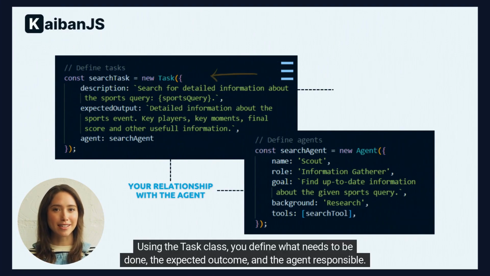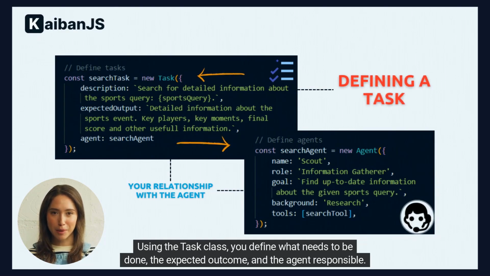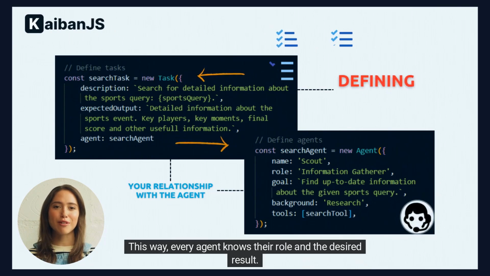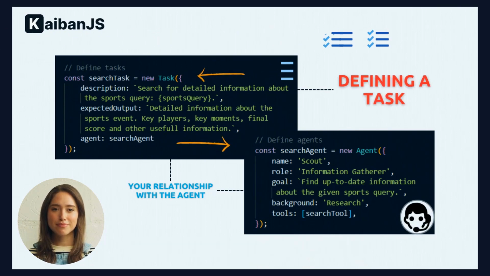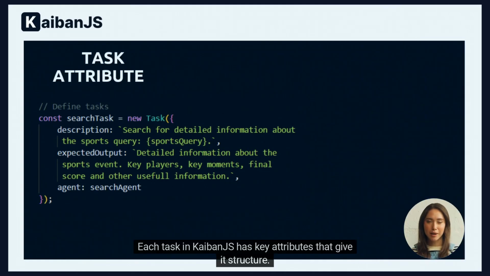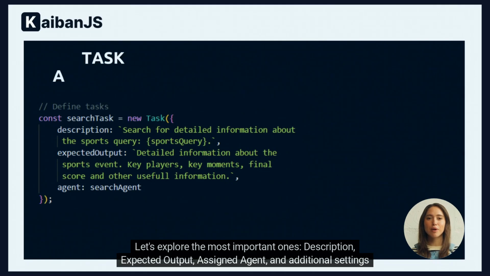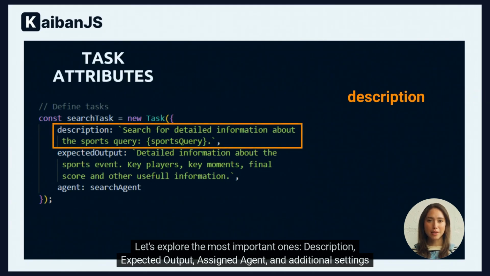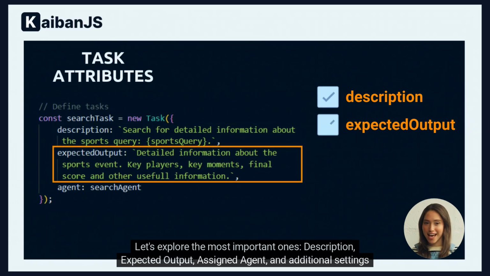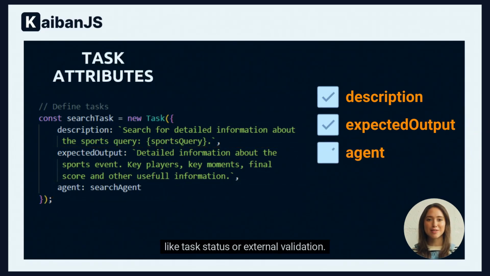Using the task class, you define what needs to be done, the expected outcome, and the agent responsible. This way, every agent knows their role and the desired result. Each task in KaibanJS has key attributes that give it structure. Let's explore the most important ones: description, expected output, assigned agent, and additional settings like task status or external validation.